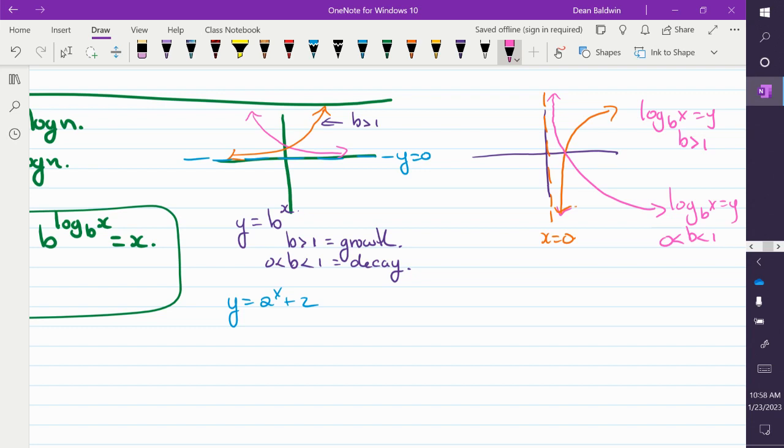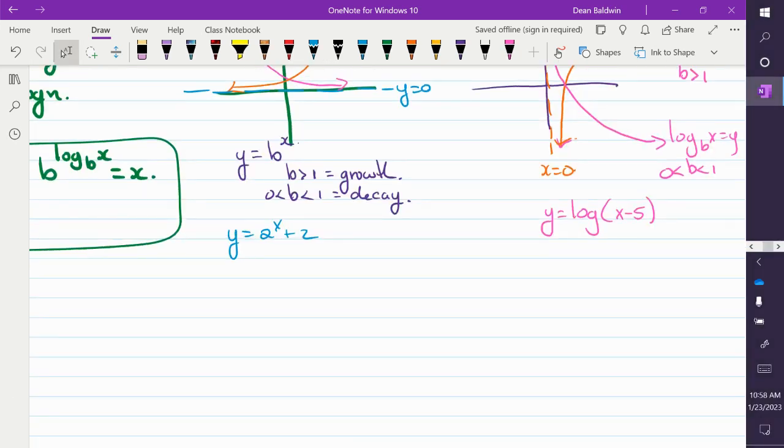And what determines the vertical asymptote of a log graph? H. So if you had y is equal to log of x minus 5, what's your domain? X has to be bigger than 5, right? Because you have a vertical asymptote at 5.